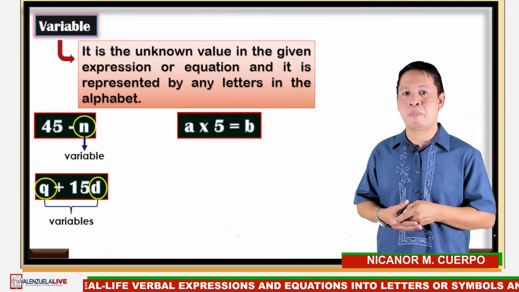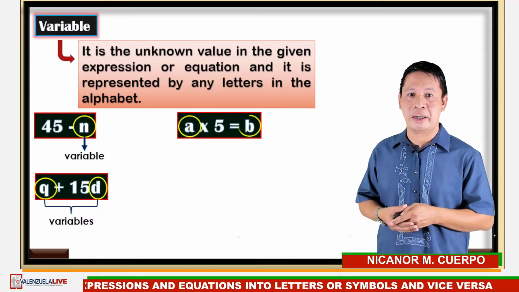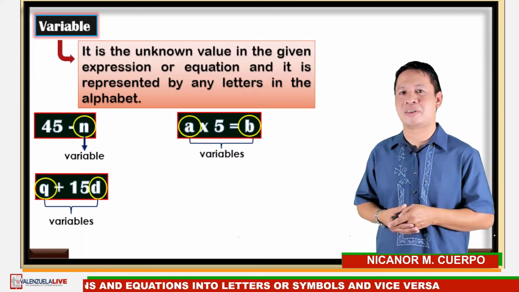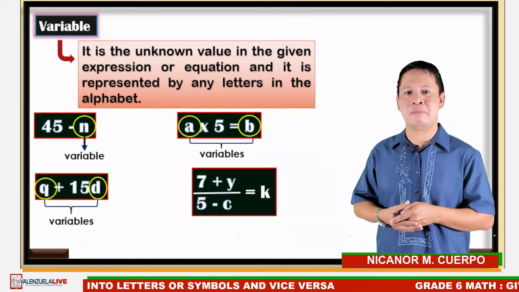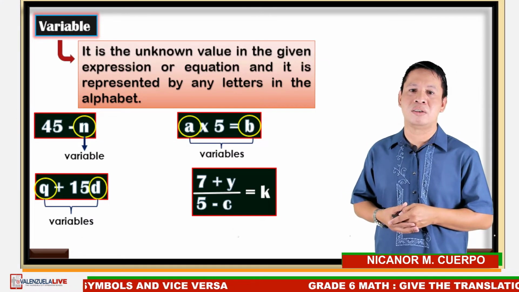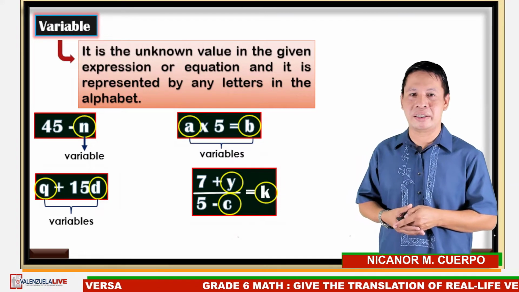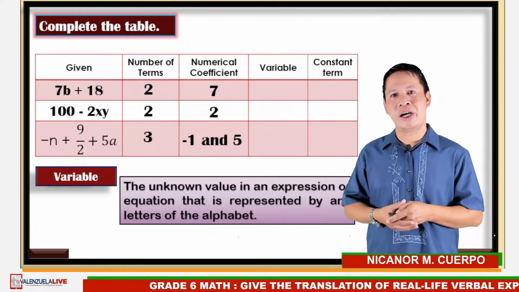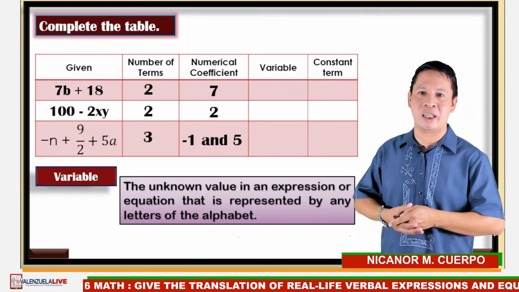A times 5 equals B. A and B are the variables. For 7 plus y divided by 5 minus c equals k, there are 3 variables, and that is y, c, and k. So you are now ready to identify the variables in each given expression.